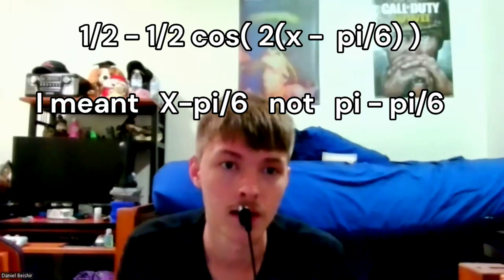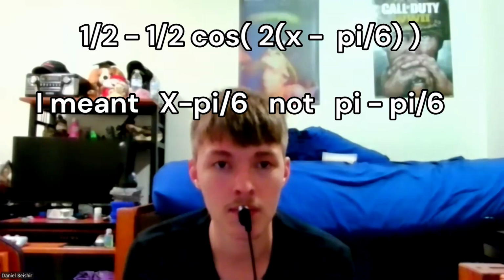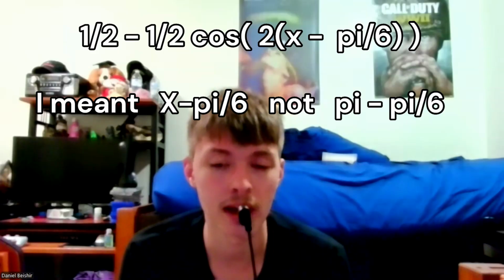y equals 1/2 minus 1/2 cosine 2x minus pi over 3. The first step to solve this problem is to simplify and then identify transformations. To simplify, we take out the 2 from both the 2x and pi over 3. That makes the problem 1/2 minus 1/2 cosine 2 parenthesis x minus pi over 6.